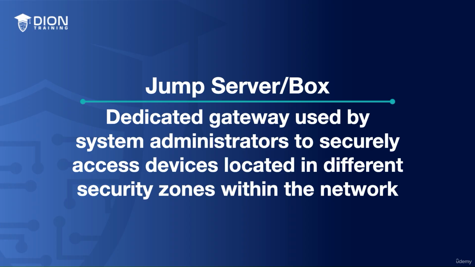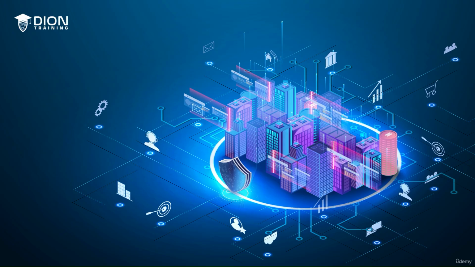Fourth, we have jump servers. Now, a jump server, also known as a jump box, is a dedicated gateway used by system administrators to securely access devices located in different security zones within your network. A jump box is a critical part of a high security and highly available network architecture because it acts as an intermediary station for accessing those servers and network devices inside of your trusted network.